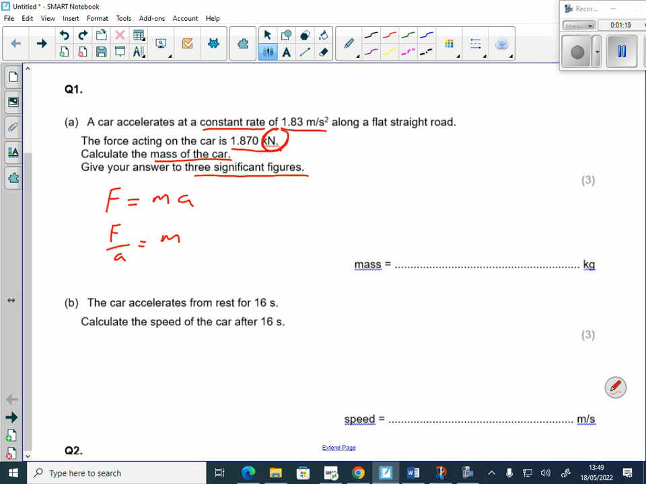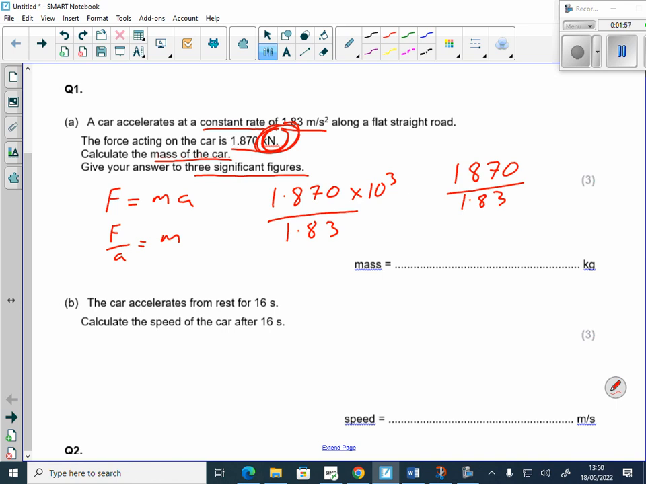So we put the numbers into that, and this is where people went wrong. They put 1.870 divided by 1.83, but of course it's actually in kilonewtons. So you could either type 1.870 times 10 to the 3, or if you're happy doing the conversion, 1 kilonewton is 1,000 newtons. So you're moving that decimal place 3 places. So you could write 1,870 divided by 1.83. Either way is fine.